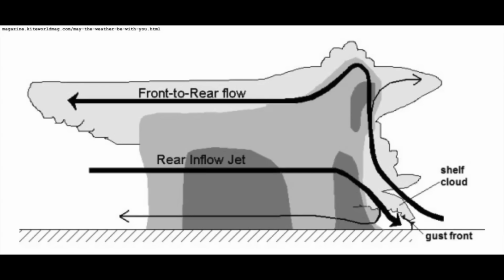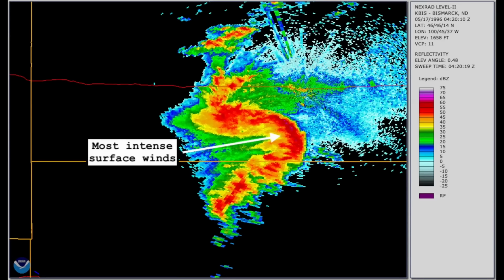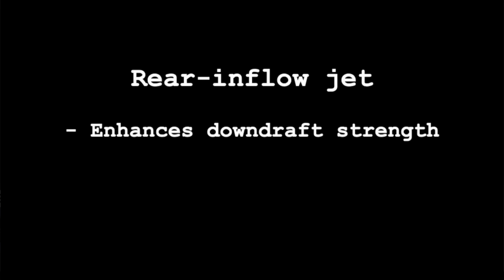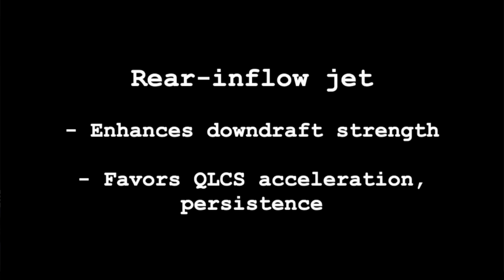A common feature of bow echoes is a rear inflow jet, which is a current of fast-moving air that feeds into the backside of a QLCS, originating aloft and often descending down to the surface, causing the complex to bow outward. The most intense surface winds often occur along the rear inflow jet at the apex of the bow. Because the rear inflow jet is often cooler and drier than the surrounding air, it can enhance downdraft strength within the QLCS via evaporative cooling, leading to more intense surface winds, and it can also allow the QLCS to accelerate and persist for a longer duration.